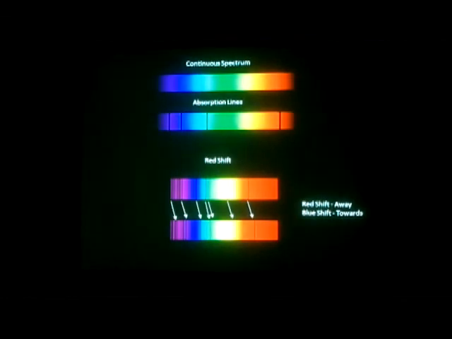So the way that they use the Doppler effect in this instance: on this top part right here, I've got a continuous spectrum of light. This is just white light run through a prism, and it's broken up into all the various colors of white light in the visible spectrum. The next image right below that shows absorption lines.